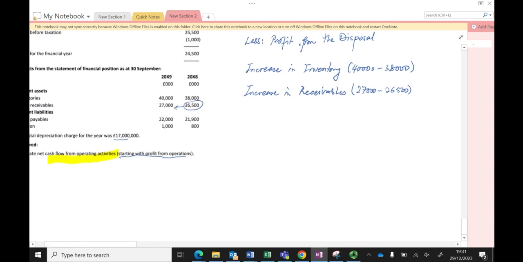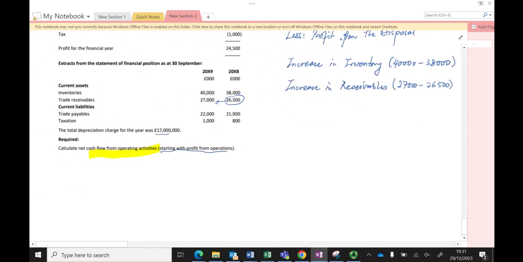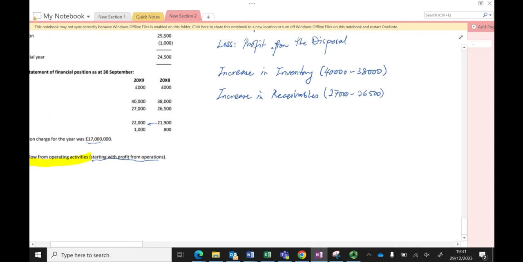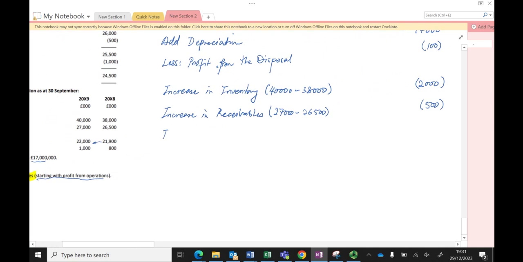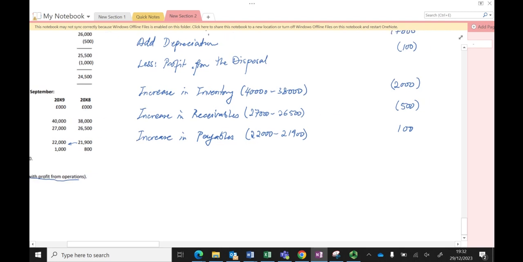Looking at the payables, the payables are increasing. So from a cash flow point of view, it is a positive thing because the money is in my pocket. I'm not paying my payables. 22,000 minus 21,900, and that is 100.